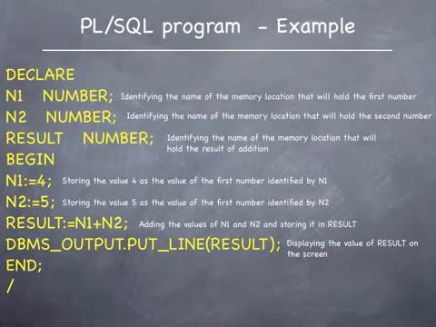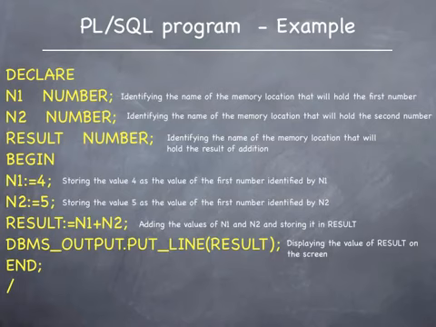This is then followed by the keyword begin. The word begin starts the body of the program, where the statements that are needed to accomplish the given task are written. The first statement, N1 colon equal to 4, assigns the value 4 to N1.